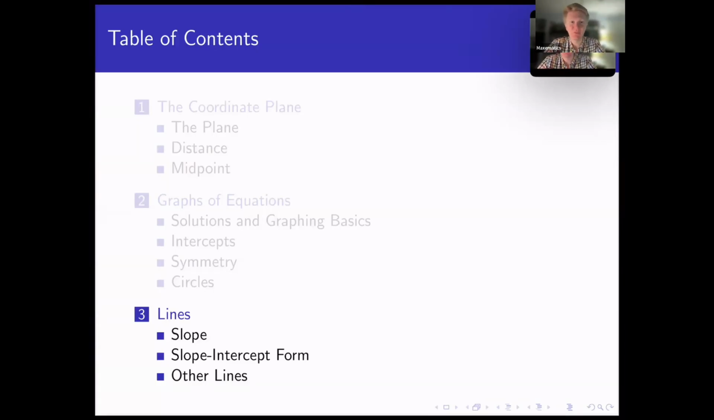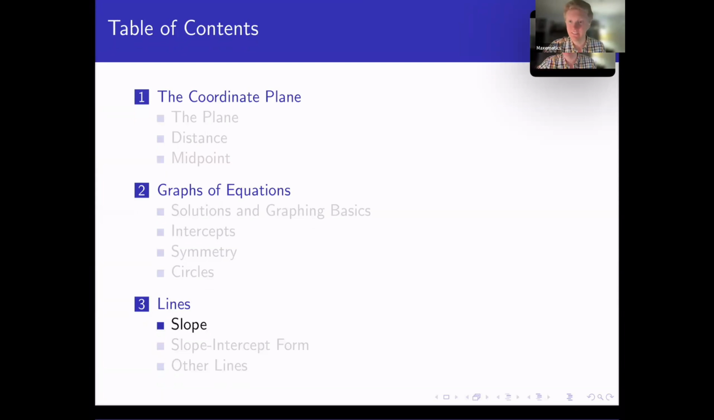So in 2.1, we started talking about the coordinate plane. 2.2, we talked about any graph, how we can get any graph. And now we're going to look at the very specific study of just lines. So the entire section is just about lines. So first thing we're going to talk about is slope.